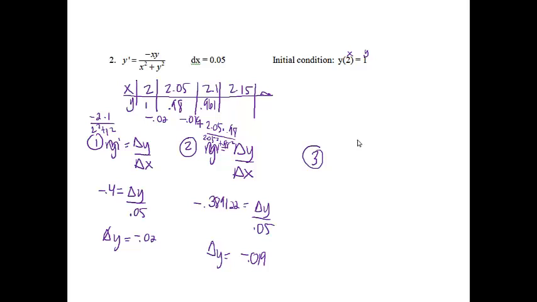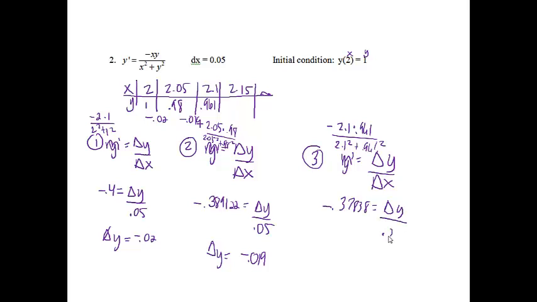We're ready for our third approximation. M is equal to delta y over delta x, and my m is my y prime. To get that this time, we do negative x, which is 2.1, times the y, which is 0.961, divided by x squared plus y squared. When I do that, I get negative 0.37838, and that equals delta y over 0.05. If I cross multiply, delta y is once again equal to negative 0.019. So I subtract 0.019 from the 0.961, and I get 0.942. So we have our 4 steps of Euler's method.